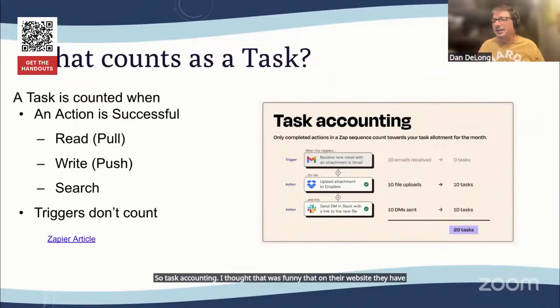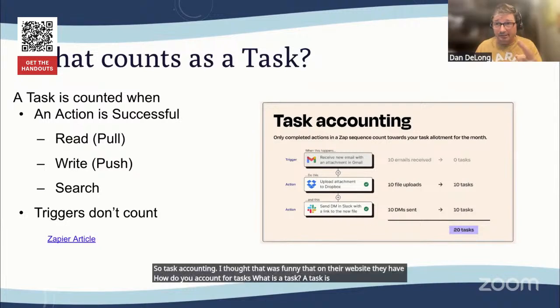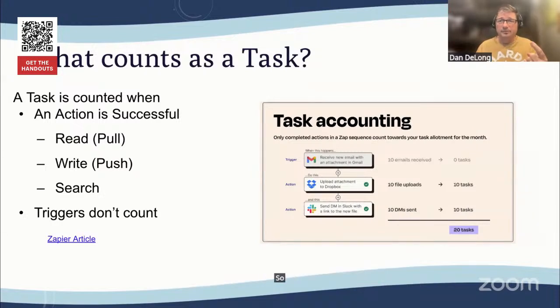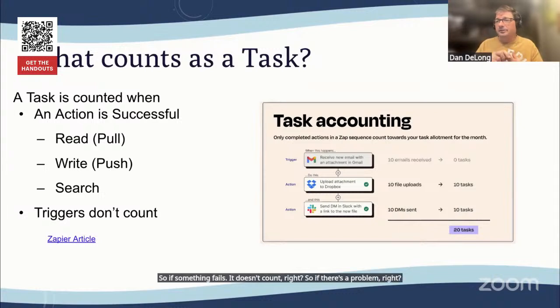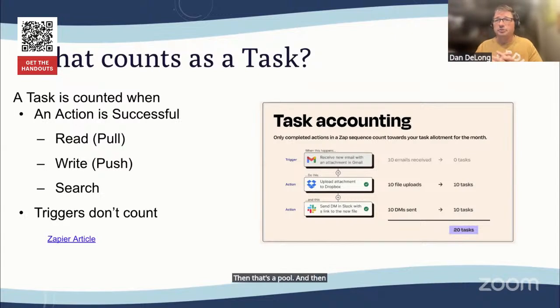how do you account for tasks? A task is counted when an action is successful. So if something fails, it doesn't count, right? So if there's a problem, right? And a successful action is either a read, a write, or a search, right? So if it's pushing something to the app or doing something else, that's considered a task. If it's reading it, pulling in the information so that it can do something with it, then that's a pull. And then searching, you're able to search within the applications that you're connected to.